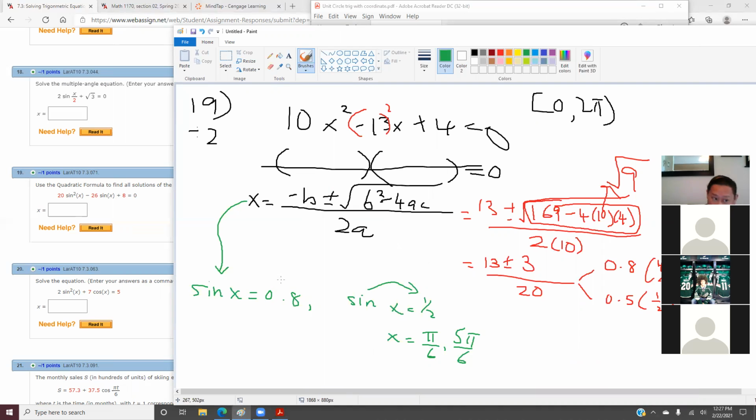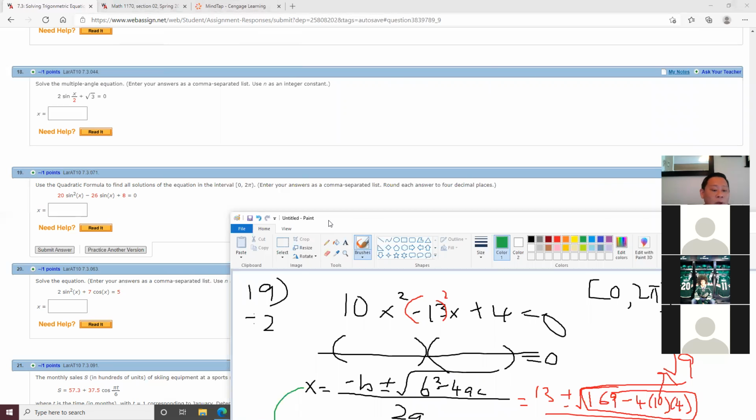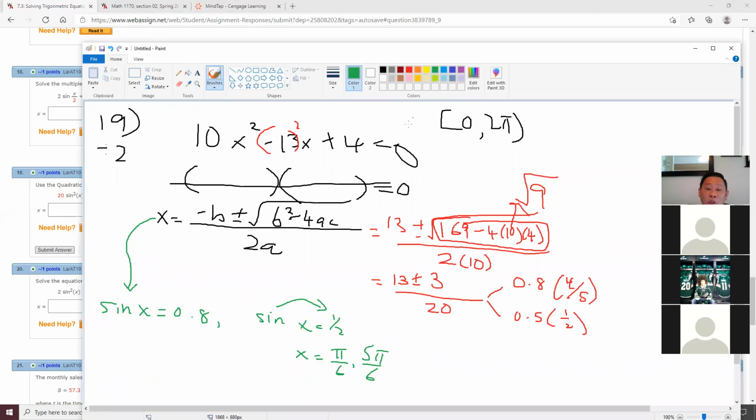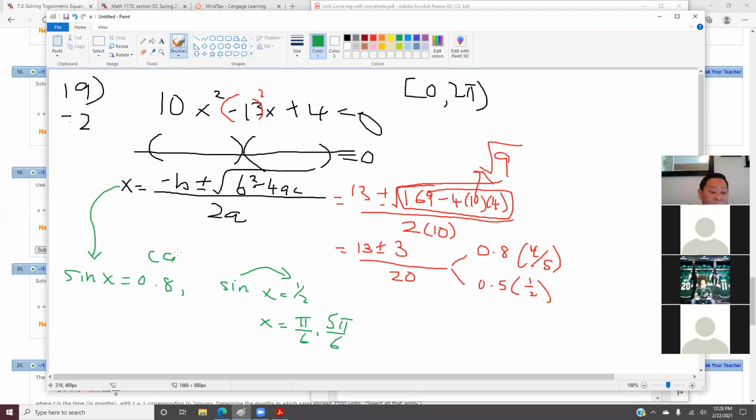Unfortunately, for 0.8, this is something I want to point out to you guys. Four decimal places, so definitely we can do that. But in this case, 0.8 is 4/5, and you can tell by the unit circle that none of those give you 4/5. They are either a half, root 2 over 2, root 3 over 2, or 1, or -1, or 0. So there's nothing for 0.8. So you have to use your calculator here.